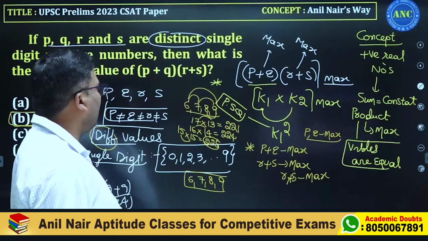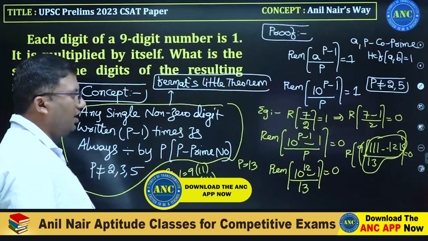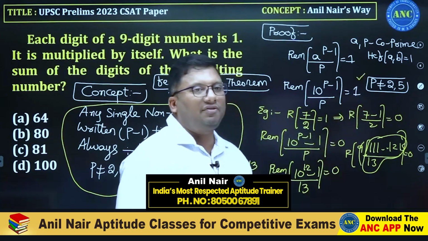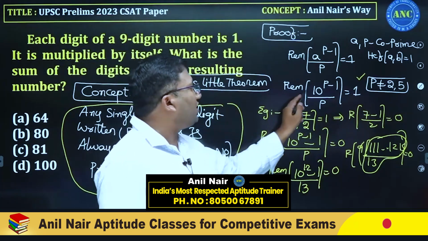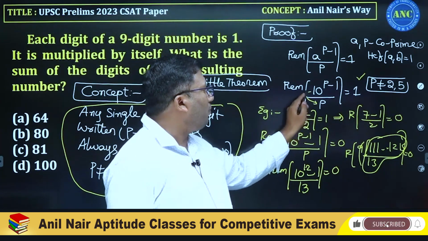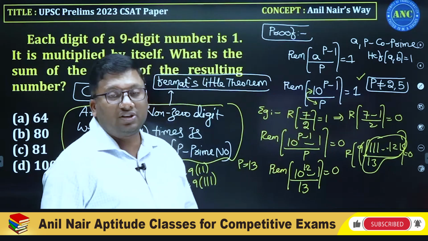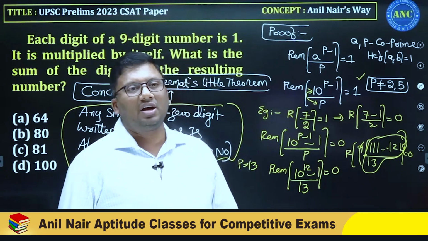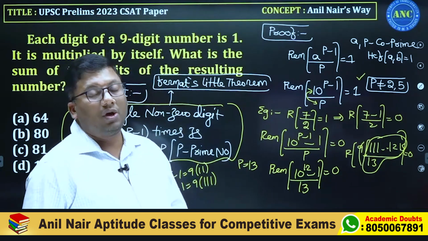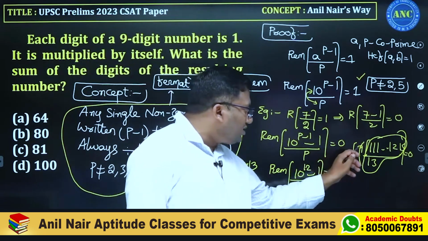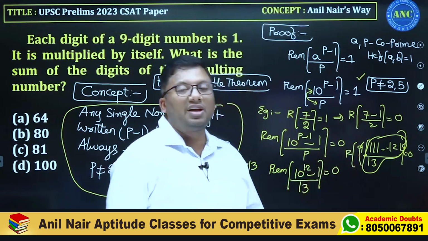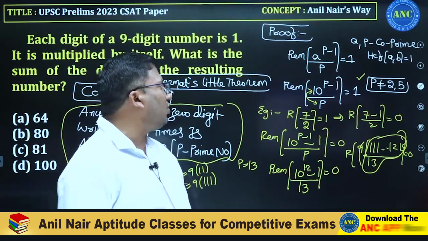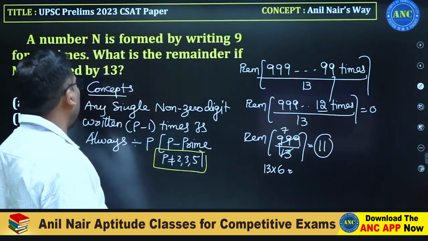If you observe carefully, I discussed a proof here. p not equal to 2 and 5, why? Because 10 and p should be co-prime to each other. Co-prime means p cannot be any prime factor of 10, so p cannot be 2 or 5. Here 9 is coming. What is the prime factor of 9? 3. That is the reason I wrote p not equal to 2, 3 and 5.